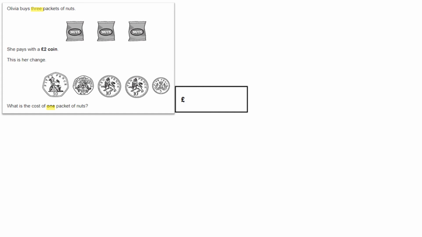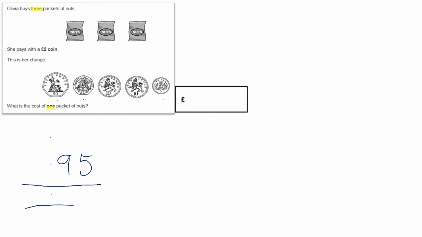Well, 50p, add 20p, 70p, add 10p, 80p, add another 10p is 90p, add another 5p is 95p. So she got 95p in change. She paid with a £2 coin, £2 or 200p. Either works. Just for this one, I'm going to go with the pounds and pence instead of just pence.